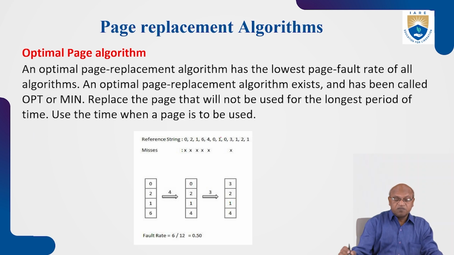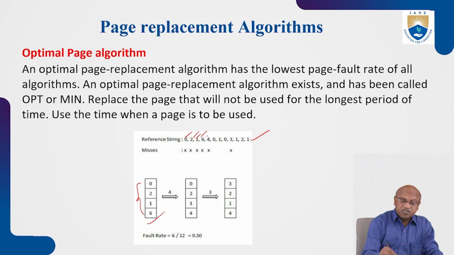So for the same example, there are only 4 frames available in the RAM. These are the pages required for the execution of the program. Since it is the beginning, all 4 frames are occupied with 1, 2, 0, 1, 2, 4, 1, 6. Now we want to bring page number 4. So which page should be replaced?